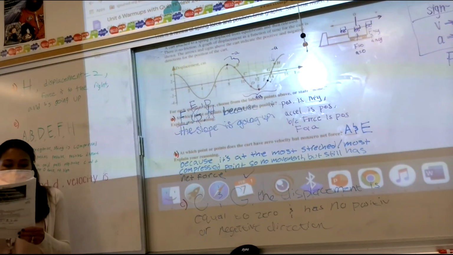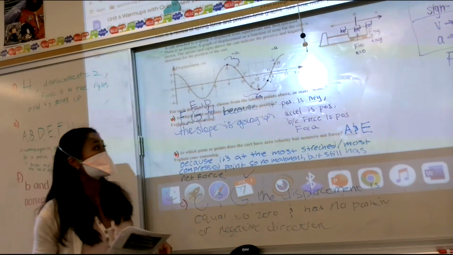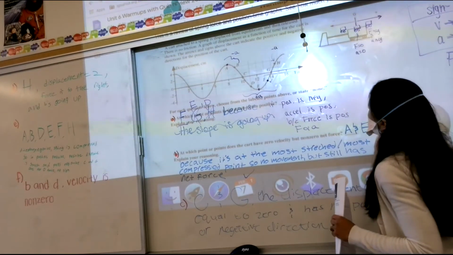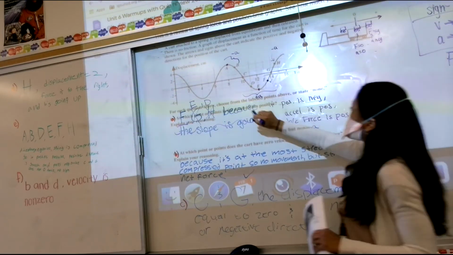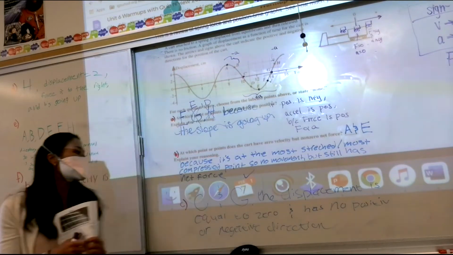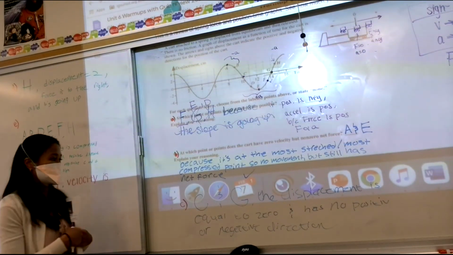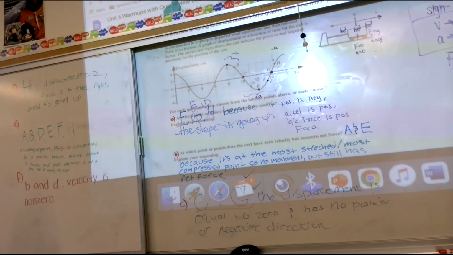The next one, C, at which point is the net force on the cart equal to zero? We kind of talked about this already. We know right here at the equilibrium point is when the force is zero and acceleration is zero, so that would definitely be C and G. There's no stretch and there's no compression, so the force is zero. So this is correct. Now we get to the harder ones.